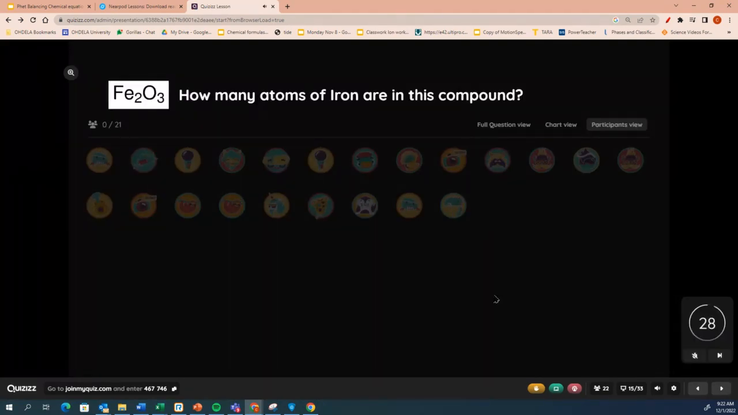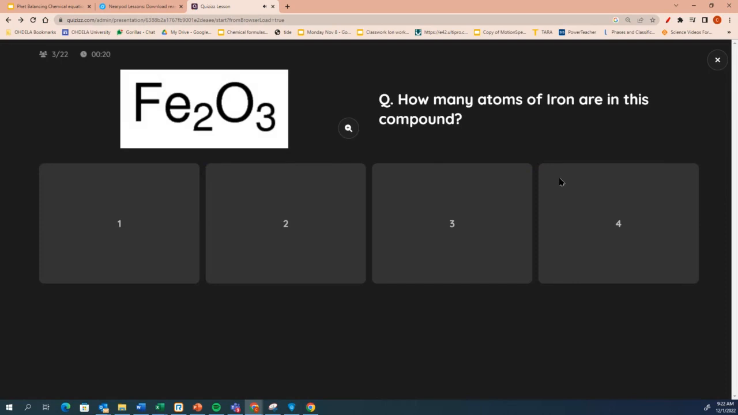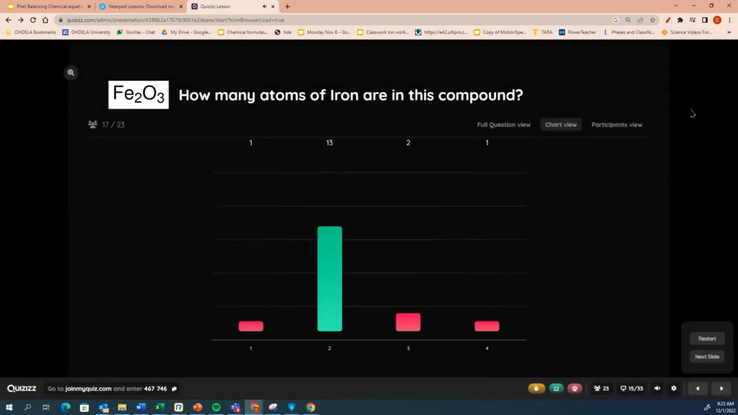Right, how many atoms in this particular compound? How many atoms of iron? I'm sorry, it says atoms of iron. Fe is your iron atom. So Fe with that subscript of 2, how many? Hopefully you put 2 down. Good. Hey, you guys are getting really good. The 3 goes with the oxygen.